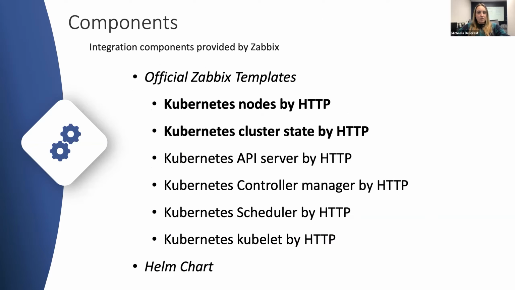Like I just mentioned, the Kubernetes integration consists of a set of Zabbix templates and a Helm chart that installs the necessary Zabbix components. The first 2 templates listed here will be attached to hosts created in Zabbix. The rest will be attached to discovered components represented by hosts as they are discovered by the 2 main templates. I'll go into a little bit more detail about the structure of the templates shortly.